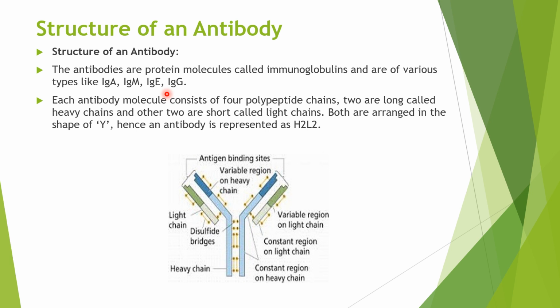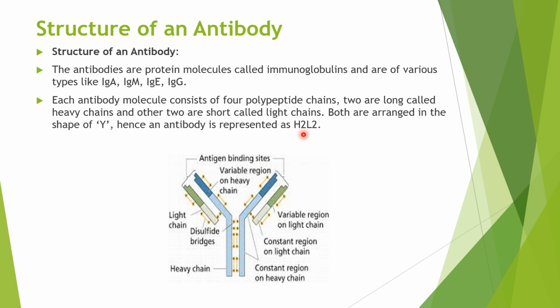Each antibody molecule has 4 peptide chains. 2 are called heavy chains and the other 2 are short, called light chains, and both are arranged in the shape of Y. You can see here, this is the structure of an antibody. It is present in the Y shape, and hence an antibody is represented as H2L2. That means 2 heavy chains and 2 light chains are there.